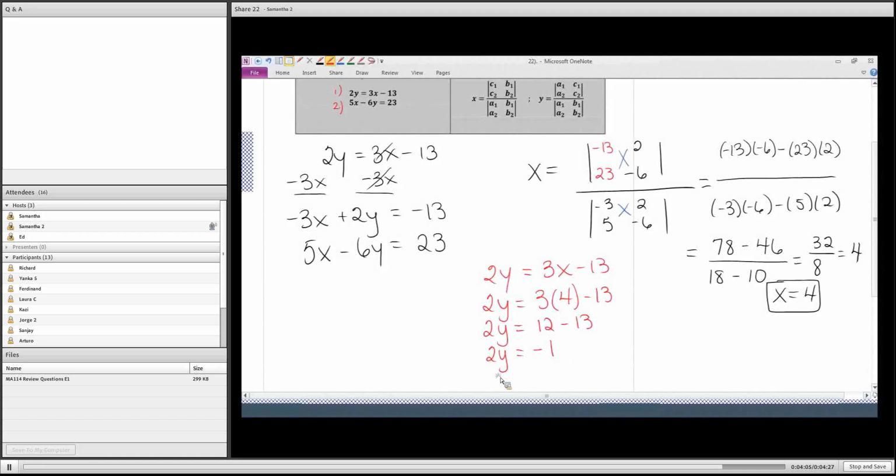The last step, divide both sides by 2. y is equal to negative a half. x is 4, y is negative a half. Always make sure you put parentheses around your variables when you're substituting into equations. Any questions?